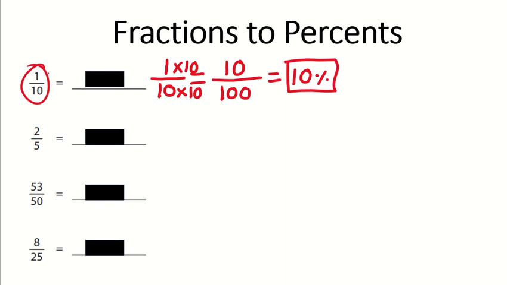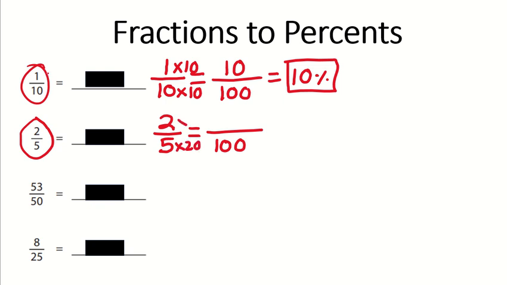And now let's see if it works with 2/5. 2/5 needs to have a denominator of 100. So let's go ahead and set up an equivalent fraction and then ask ourselves, 5 times what equals 100? Well, 5 times 20 equals 100. And what I do to the bottom, I've got to do to the top. 2 times 20 is 40, and everyone knows that 40 out of 100 is 40%. Because in actuality, 40% means 40 per 100, right?